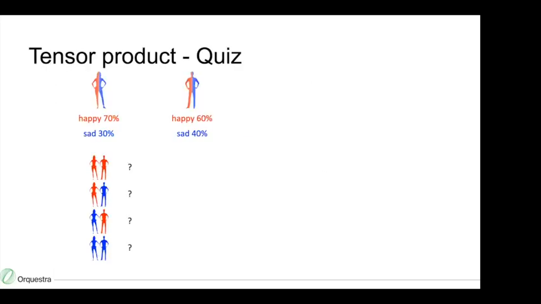Let me give you a small quiz. If my two people don't know each other, and the first one is happy 70% of the time and sad 30% of the time, and the second one is happy 60% of the time and sad 40% of the time, what's the probability that they're both happy? Help me out in the chat. Yes, they're independent. They don't know each other. They've never met. Exactly. Yevo Niles says 0.7 times 0.6, which is 0.42. Correct. Thank you very much. Victor actually answered all of them.